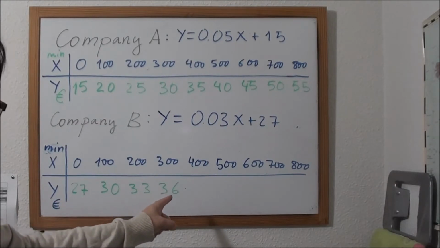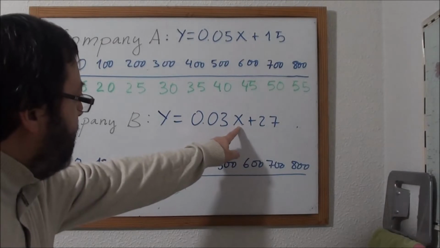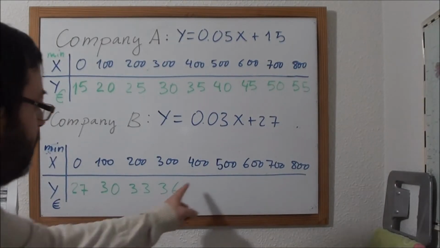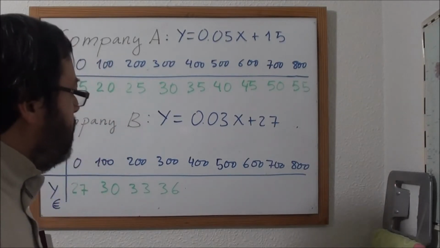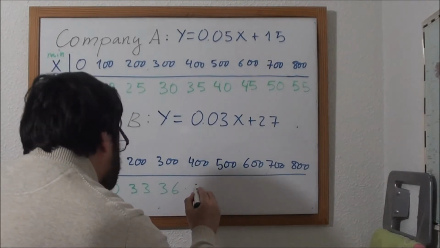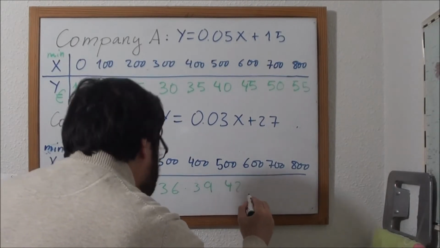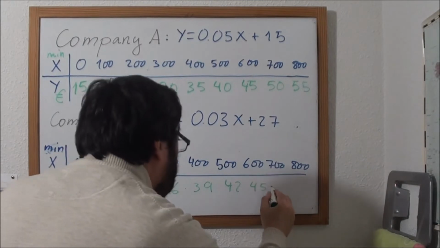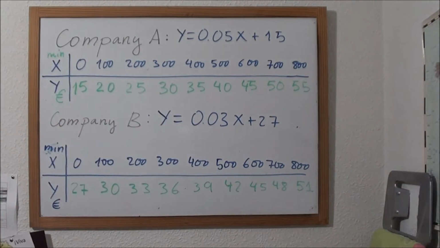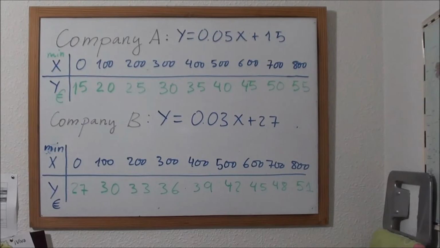So if you know how to do it, you can stop the video here and calculate the other values. Remember, replace the number by the X, multiply by 0.03 and add 27. Okay? Stop the video here, do all these calculations, and now I'll give you the answers. Okay. So for 400 it is 39, for 500 it would be 42, for 600 it would be 45, for 700 it would be 48, and for 800 it would be 51. Okay, so this is the set of values we get by replacing the numbers in the function for company B.